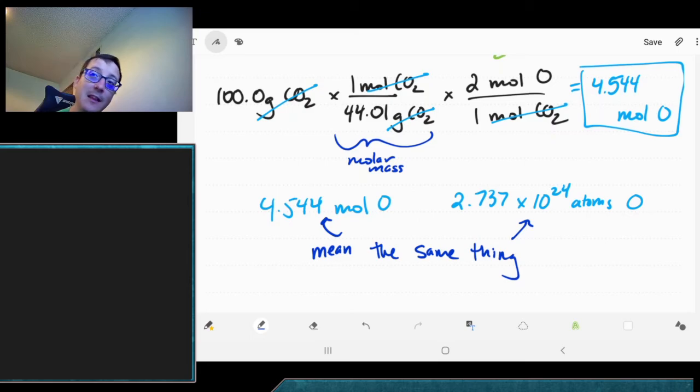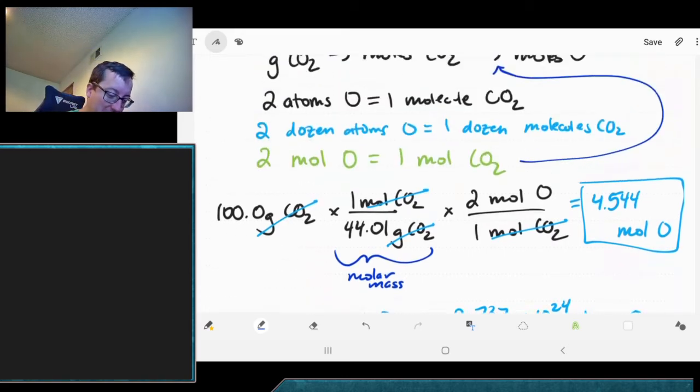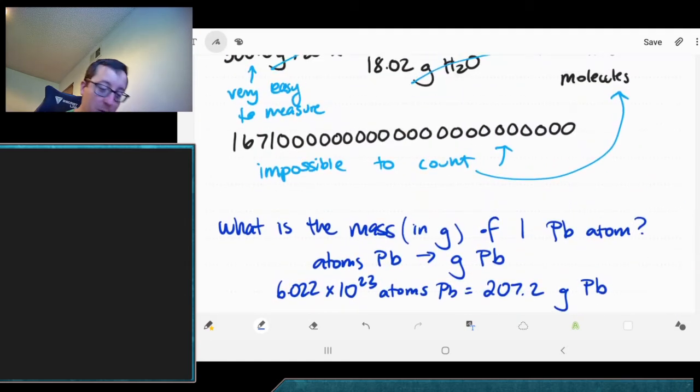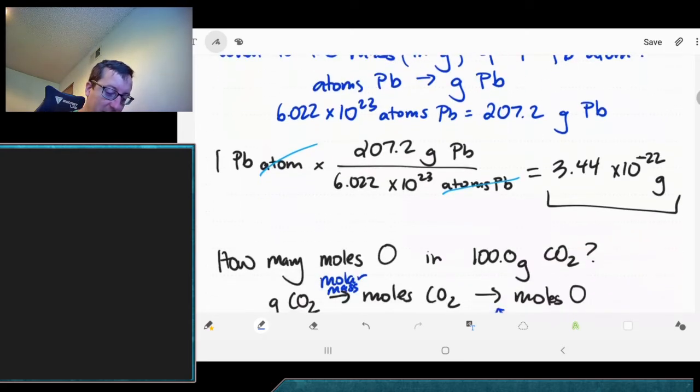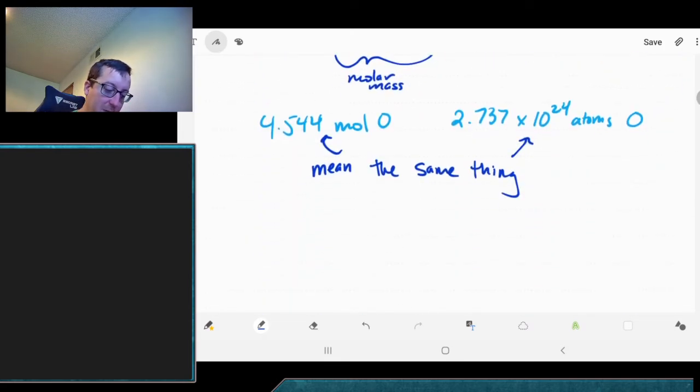So it's easier for us to say the left number, the 4.544 moles. It's a lot easier than saying 2.737 times 10 to the 24, and God forbid if you write out that whole number. Don't do it. Don't write it out. Remember we did that with the 25? If you really want me to do that, I'm going to just say, no, you're wrong. Because I don't want to read that many zeros and count them all. So, don't. Moles are our friends because they're going to make things easier to talk about.